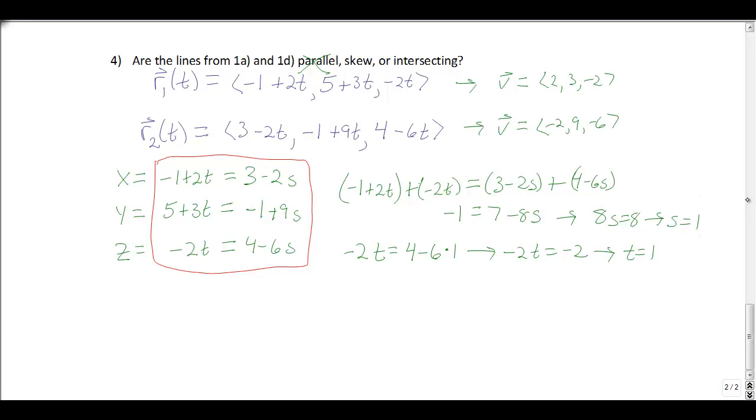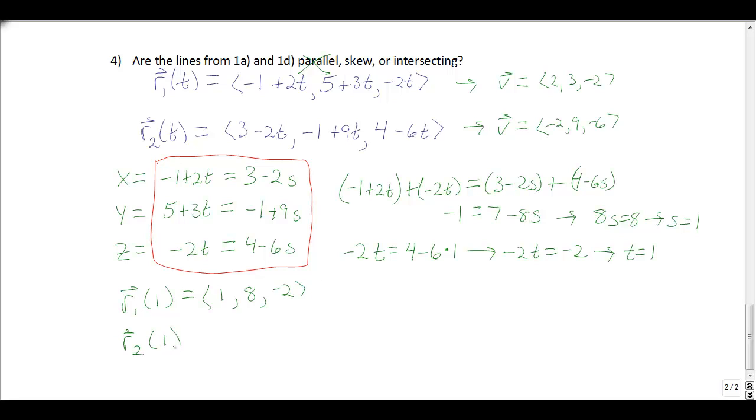So here I actually got t is 1 and s is 1. So they look like they're the same. Now let's check that with the y equation, which we didn't use. Actually, because I do this haphazardly, I'm going to check all the x, y, and z. To do that more quickly, I can just plug into R1 and R2. So I'm going to do R1 of the t value I found. That's 1. So that's negative 1 plus 2, that's 1. 5 plus 3, that's 8. Negative 2 times 1 is negative 2. So R1 of 1 is 1, 8, negative 2.